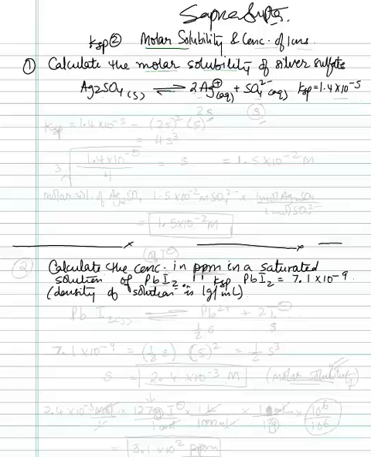Calculating the molar solubility and concentration of ions. So there are two problems on this page. The first one is to calculate the molar solubility of silver sulfate. And here is the equation given to us: silver sulfate solid in equilibrium with silver ions and sulfate ions, and the Ksp is given to us.